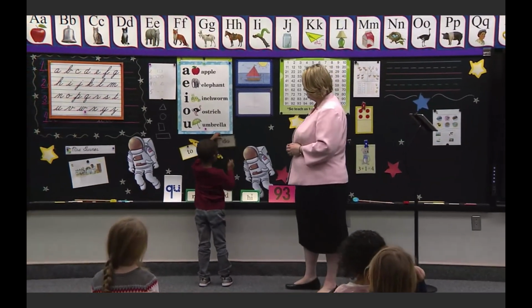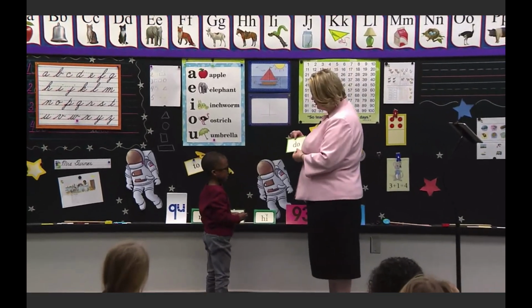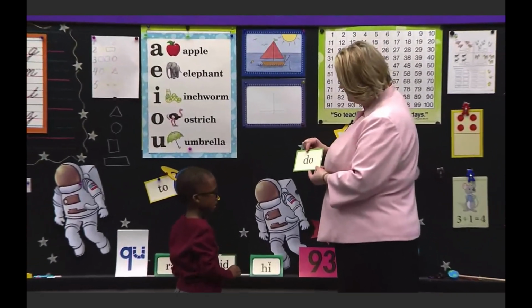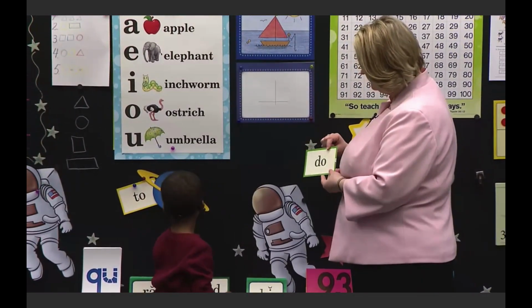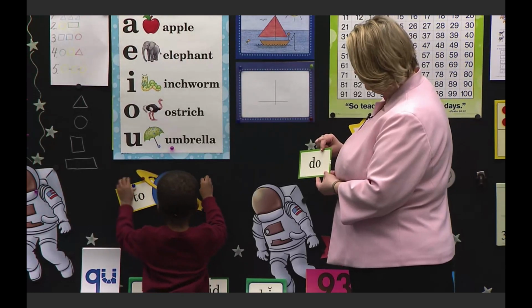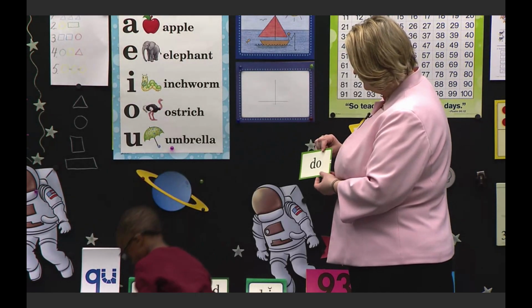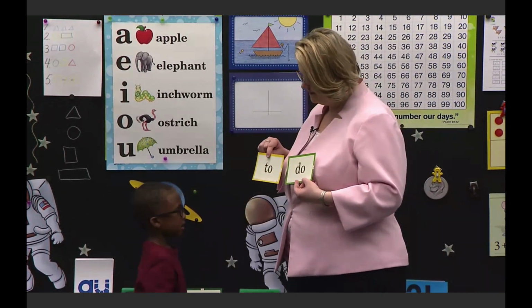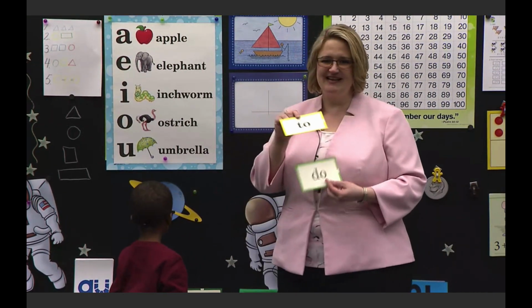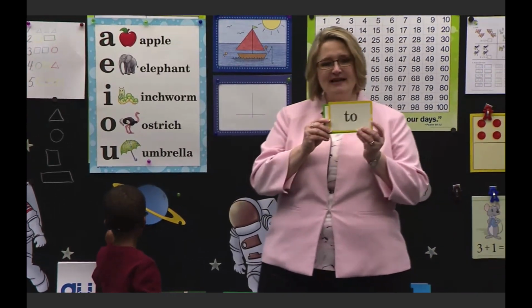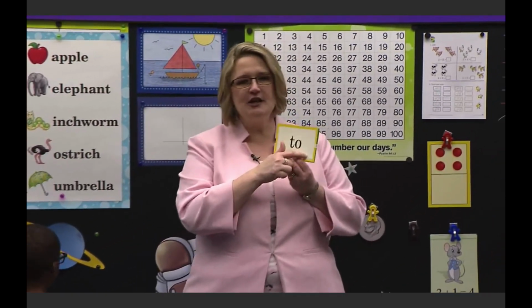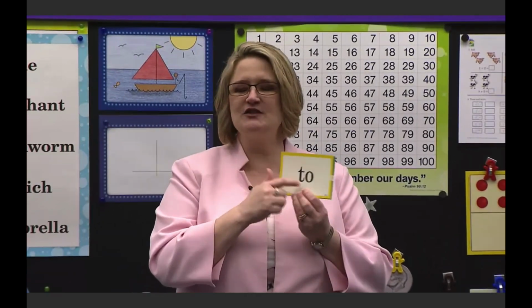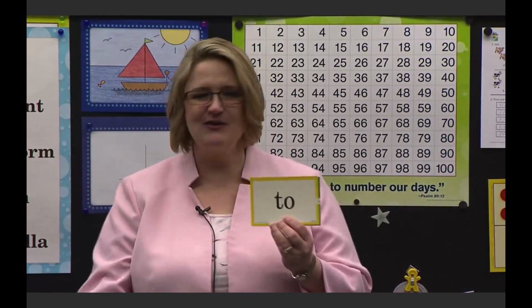Is this the sight word to? To, T-O. So you tell Mrs. Turner, which is the sight word to, Carter? That one. This one is. So we're going to say it, spell it, and say it. Begin. To, T-O, to. Thank you. You can go back to your seat.